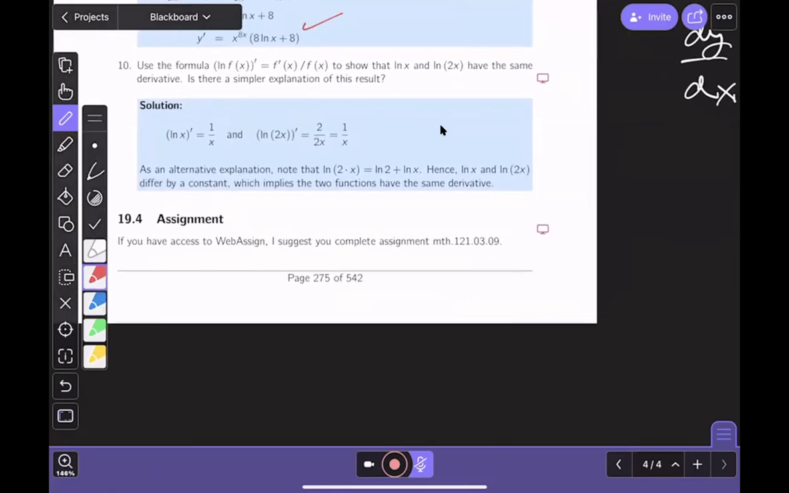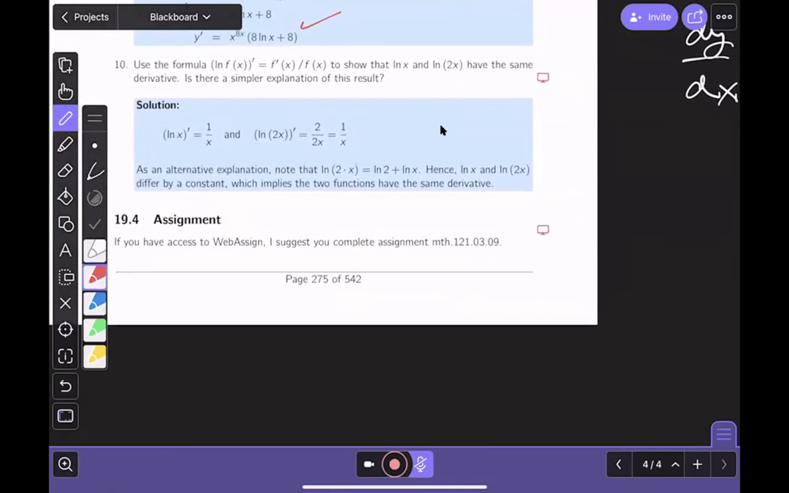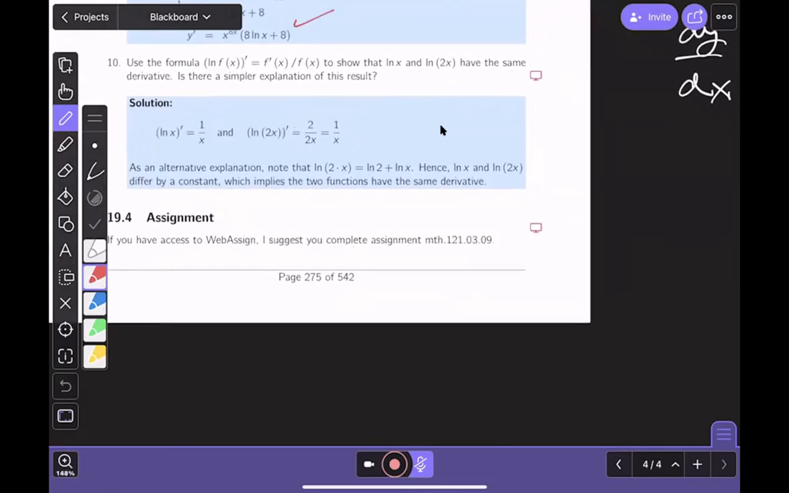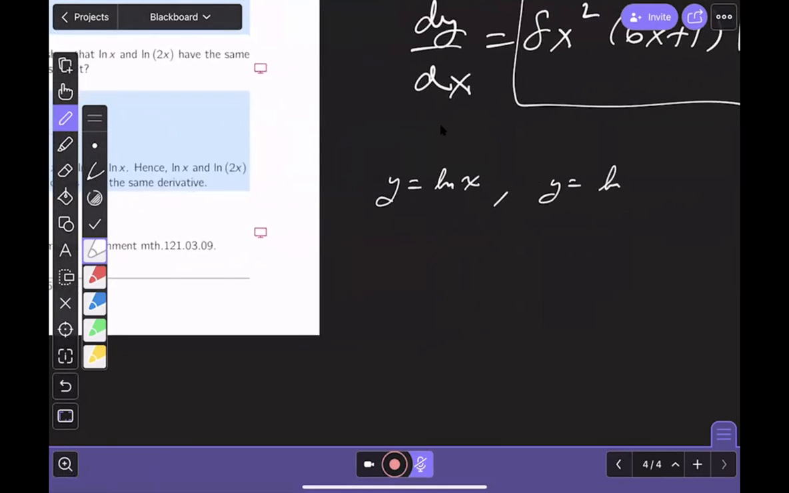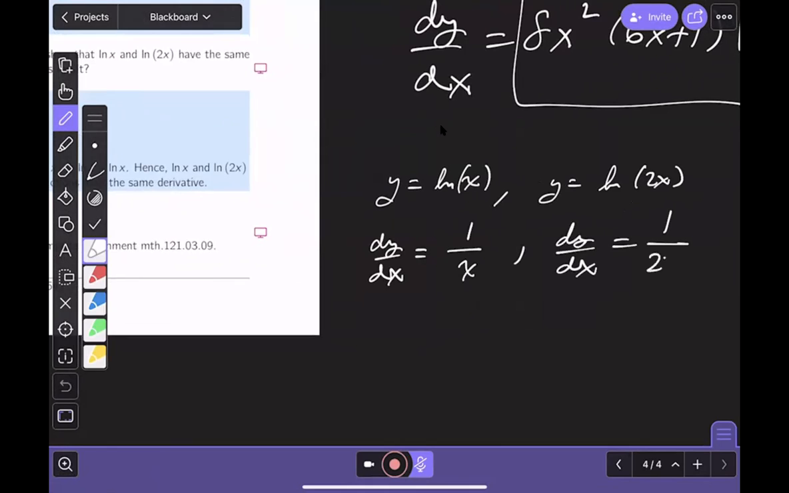It says use the formula to show that the derivatives of natural log of x and natural log of 2x are the same thing. I will use the formula, but let me just write this down. I think it's pretty easy to show this. So I'm going to write down y equals natural log of x, and y equals natural log of 2x. Now they're claiming these are the same derivative. Let's write that down. What's dy dx? It's going to be 1 over x. What's dy dx over here? It's 1 over 2x times 2, which is still 1 over x.